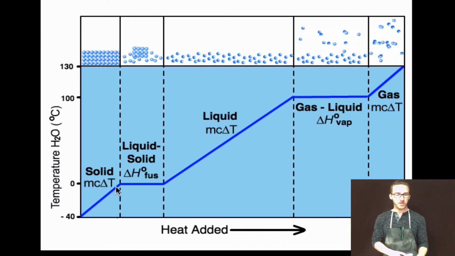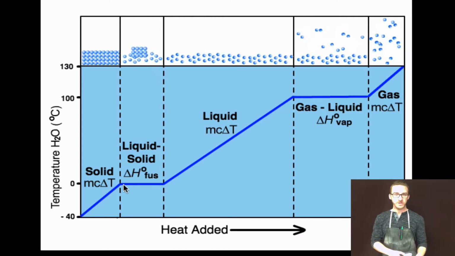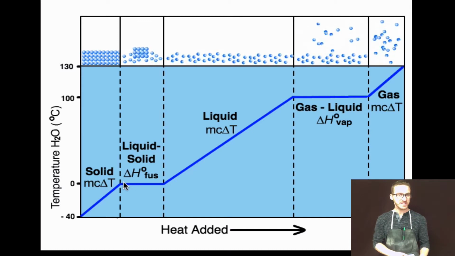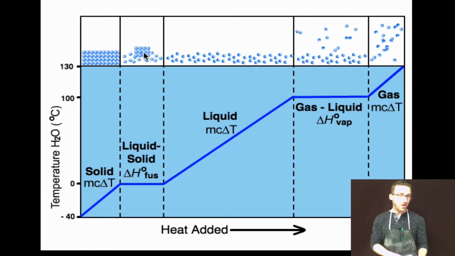As we heat that solid up, it's not going to begin to melt until we hit the melting point of water at 0 degrees Celsius. Here we've got a mixture of the two phases, solid and liquid phase, greater amount of average kinetic energy. Notice that the temperature of the system stays at 0 degrees Celsius until all of the solid melts.